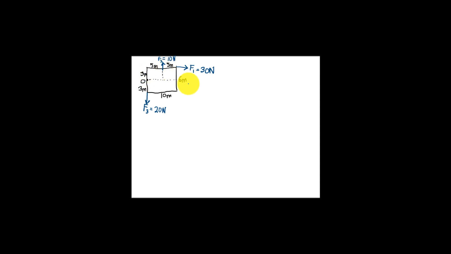The object here, the rigid body, is a rectangle. It has a size of 10 meters times 6 meters. There are three forces acting on the rigid body. The first force is here, 30 Newton. The second force is here, 10 Newton, and the third force is 20 Newton here. We want to determine the resultant torque of this rigid body.